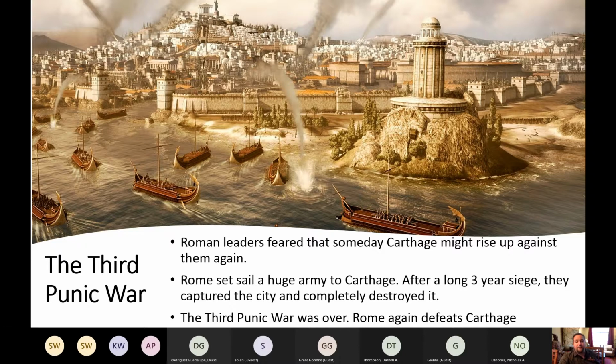And then finally, we have the third and final Punic War. And this one, the Roman leaders really are just afraid that Carthage someday is going to bounce back and be strong again and rise up again. So they set sail to Carthage, and after a 3-year-long siege, they really capture the city and completely destroy it. And the Third Punic War is over, and Rome again defeats Carthage. So Carthage is no longer a power, and now we have Rome, whose power is kind of unmatched to anyone else in the region.